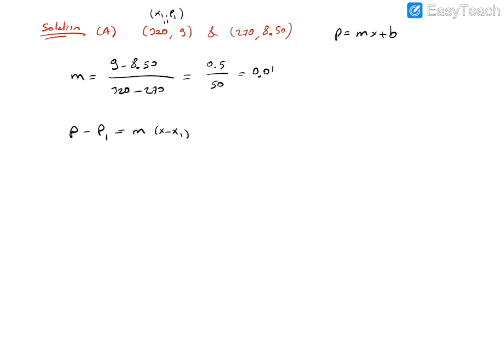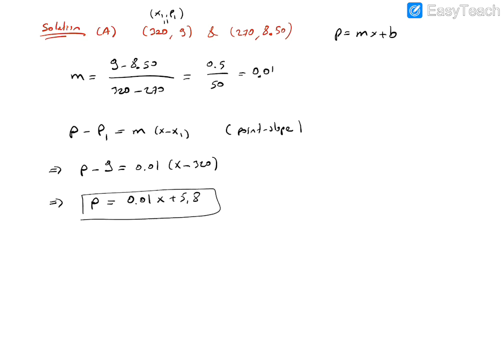X1, P1. So X1 is 320, P1 is 9. So this is the point-slope equation. P minus P1, where P is unknown. P1 is 9. M is already calculated, 0.01. X minus X1 is 320. So this is our equation. So P equals 0.01x plus 5.8 is the price supply equation.